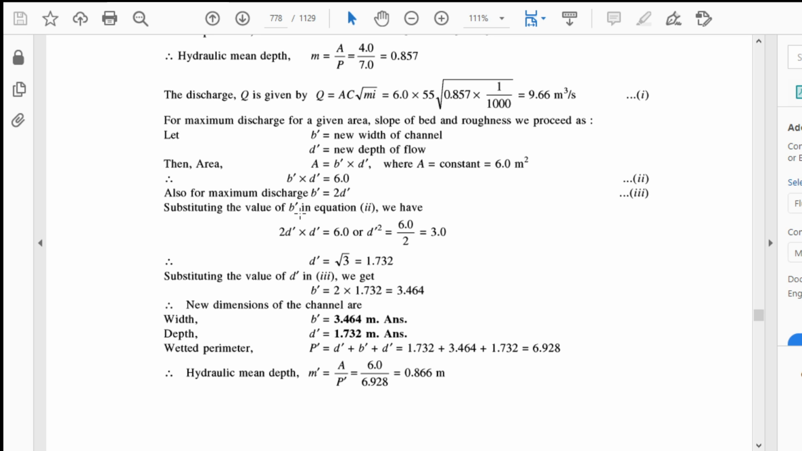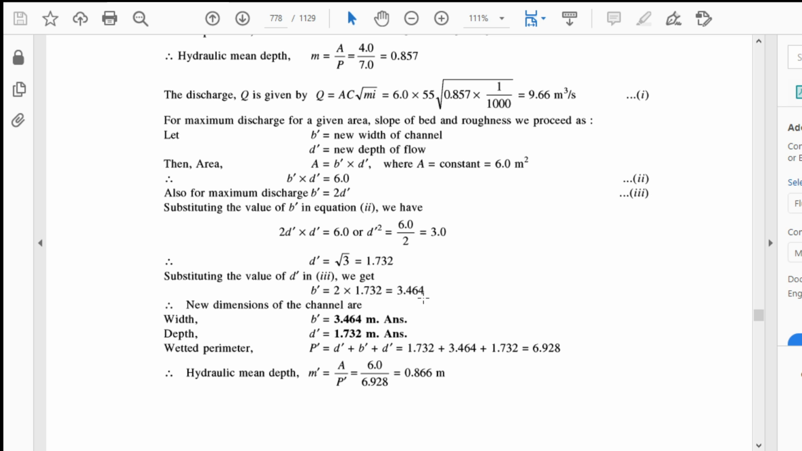Now substitute the value of B dash, that is 2 D dash, in the area equation. You will get the value of new depth as 1.732 meters, and the value of new width is 3.464 meters. These are the two new dimensions. Depth is 1.732 and the width is 3.464.